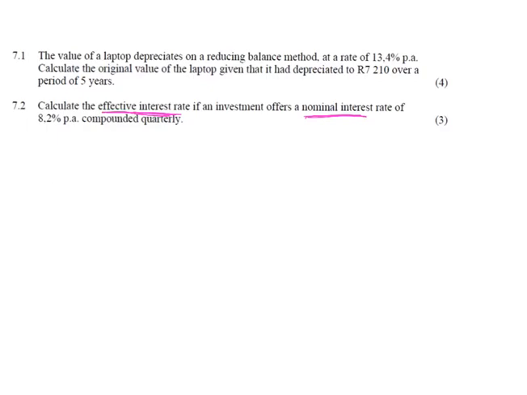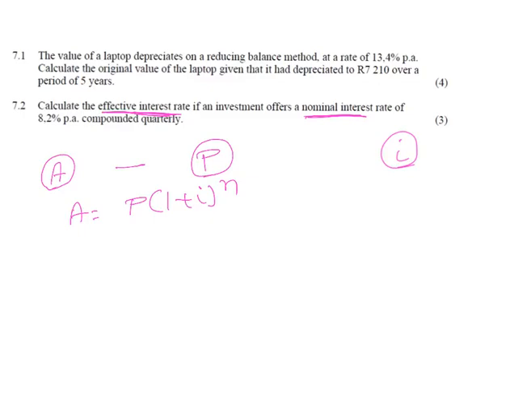So to me, A is my effective amount and P is the principal. A minus P is my effective rate of interest and the I is my nominal rate of interest. Okay. So what I'll do here is it's compounded quarterly, it's a growth, right? So A is equal to P times 1 plus I to the power of n. We do not know what A is. We assume P to be 100 rands. I is given to be 8,2% compounded quarterly.